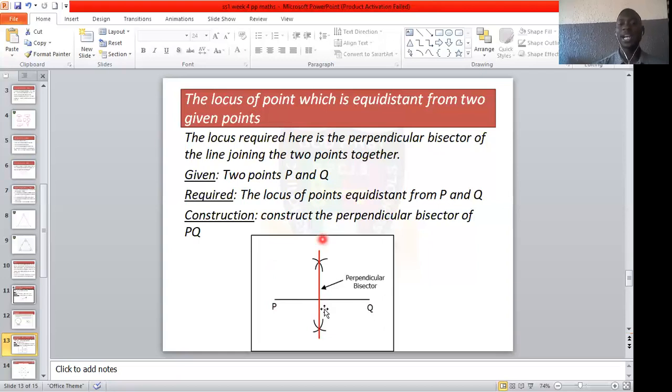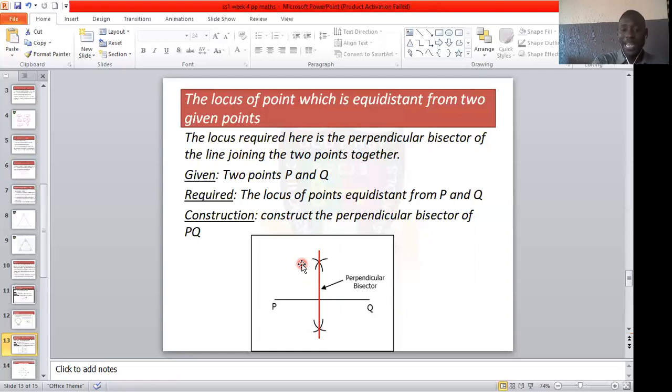That is, MO is the perpendicular bisector. Any point on MO must be equal to the distance from P and equal to the distance from Q. That's what we are talking about here. That is, the locus required there is the perpendicular bisector of the line joining two points together. That is the locus of a point which is equidistant from two given points.